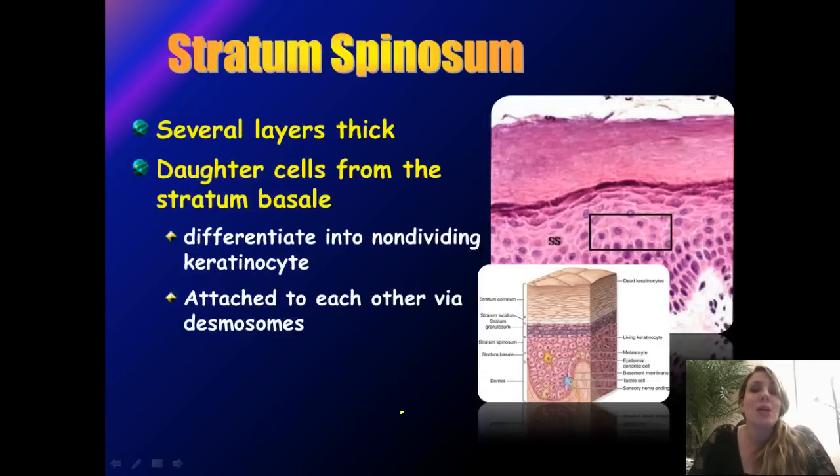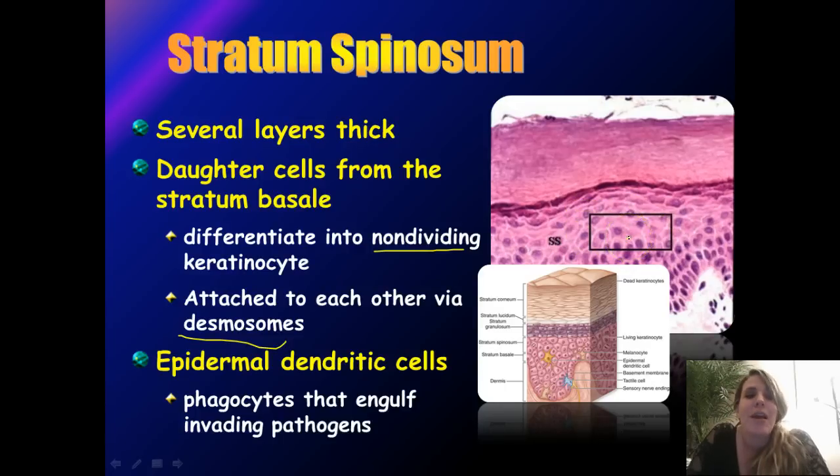Stratum spinosum, again, multiple layers thick. These are the babies from whose parents started in the stratum basale. And these guys are non-dividing. By the time they get to the stratum spinosum, they're just ready to start living their life and aging. But the desmosomes are connecting those guys together. So here's a nice picture of that stratified squamous spinosum layer there.